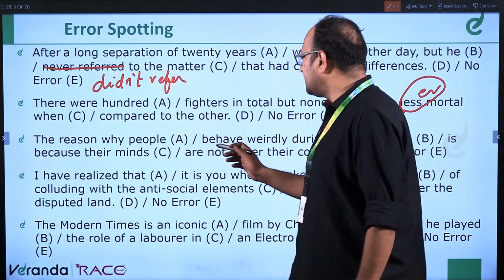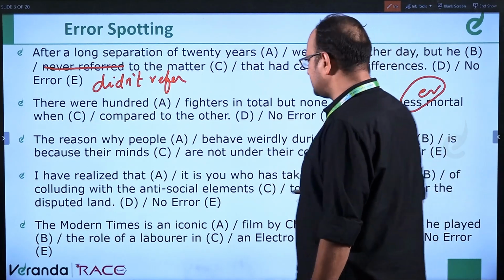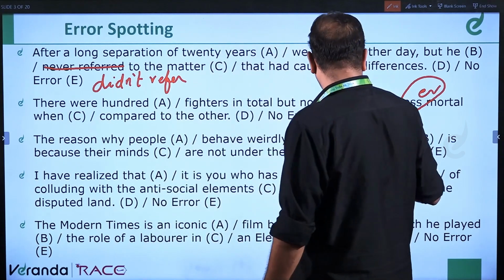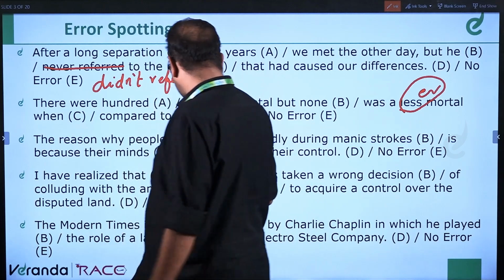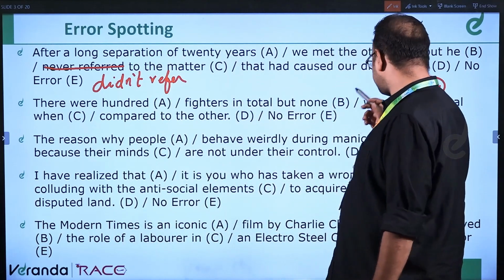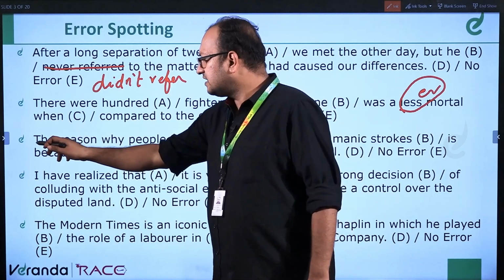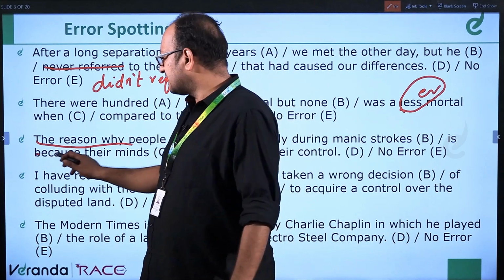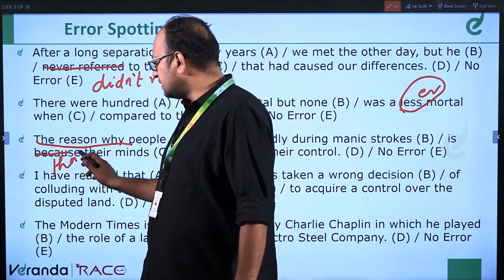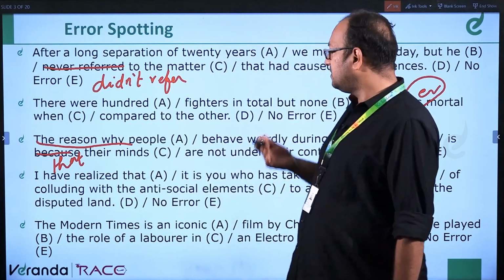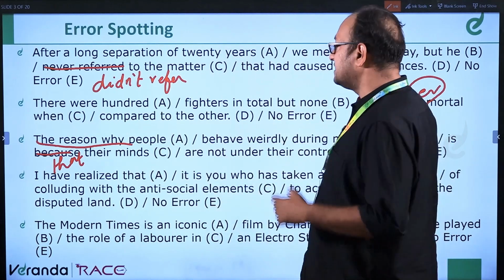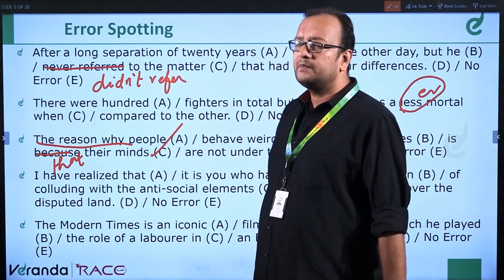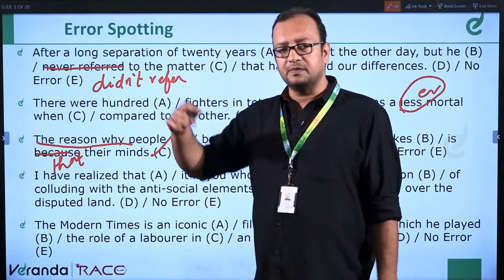The reason why people behave weirdly during manic strokes is because their minds are not under their control. See, if we start the sentence with the reason why, it should be followed by that and not because. So it should be that, not because. The sentence would be: the reason why people behave weirdly during manic strokes is that their minds are not under their control. So the error would be in part C. It should be is that, not because.